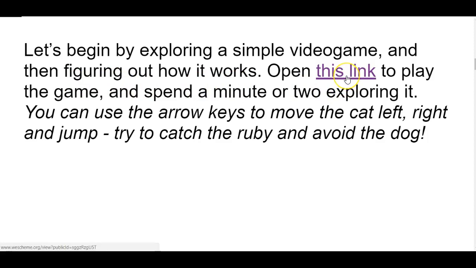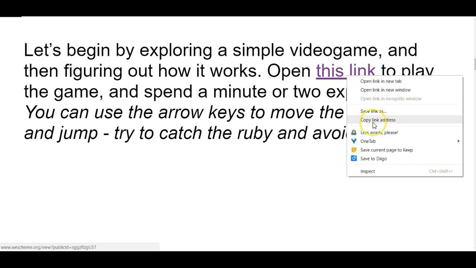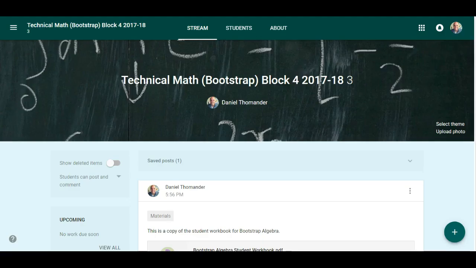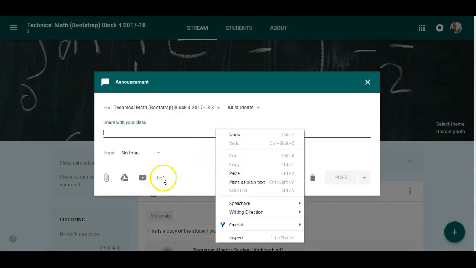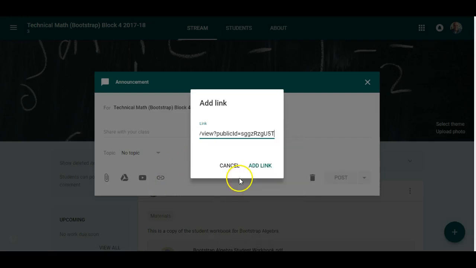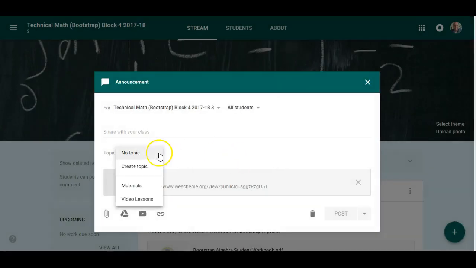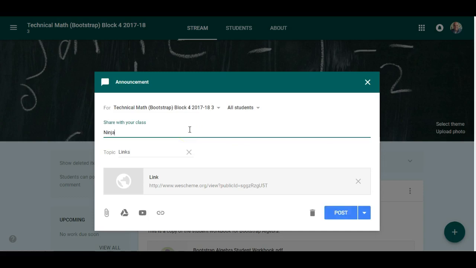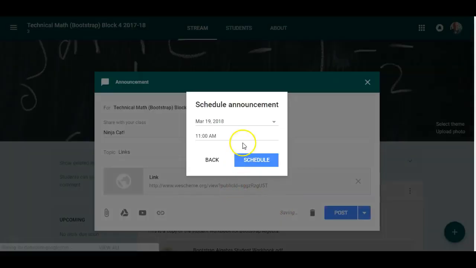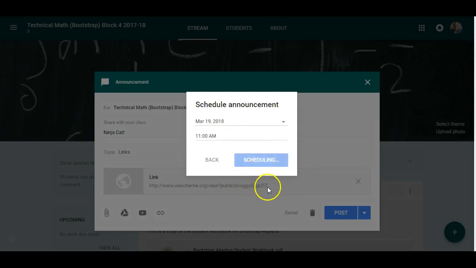So let's open this link. Right now I'm going to put this into a link for us. So I'll paste that there. This is going to go into our links, which is the name of the topic. And this one is to play Ninja Cat. We're going to play a game called Ninja Cat, okay?